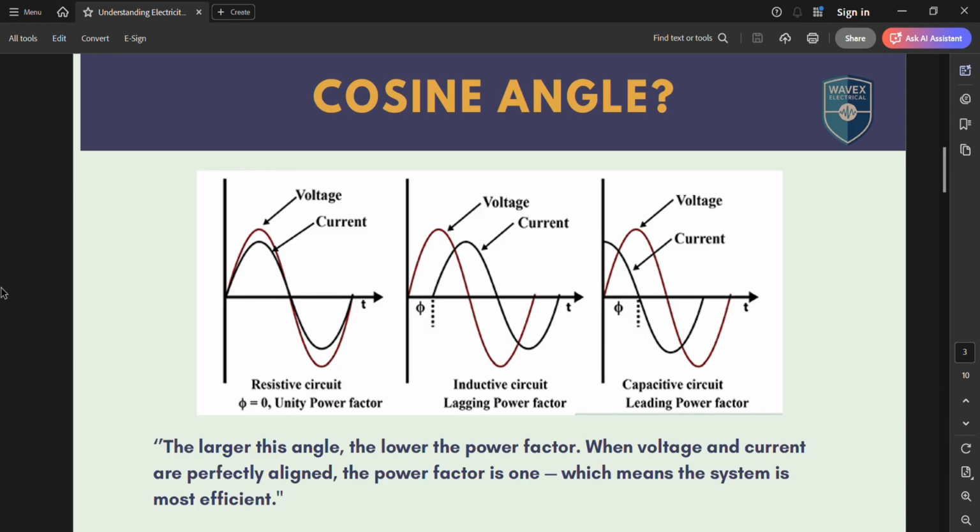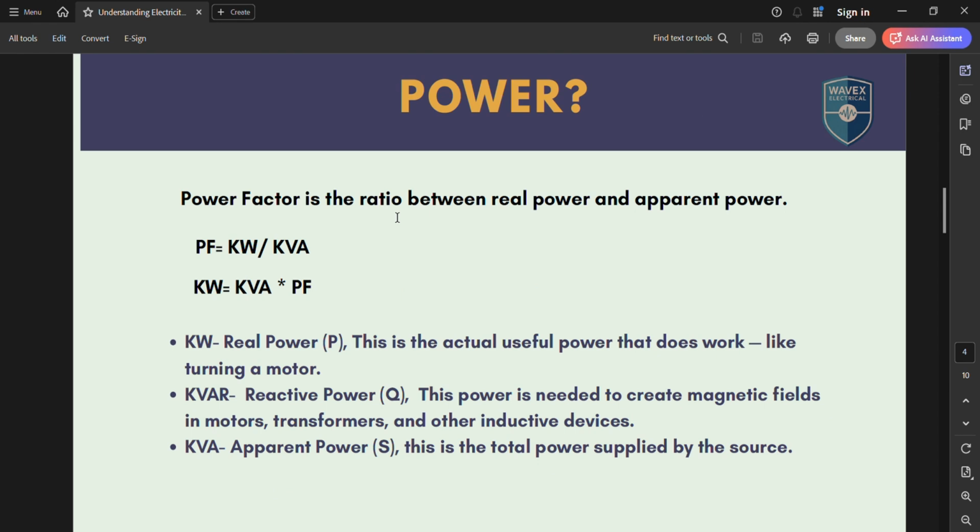Then we will look at the different voltage and current waveforms, and how we can explain power factor using those different voltage and current waveforms. Then we will discuss the different types of power: what is apparent power, what is reactive power, what is real power. So we will discuss that.